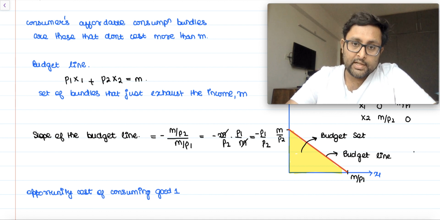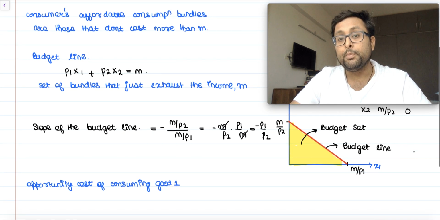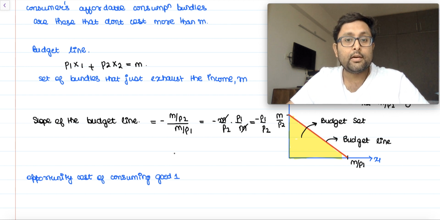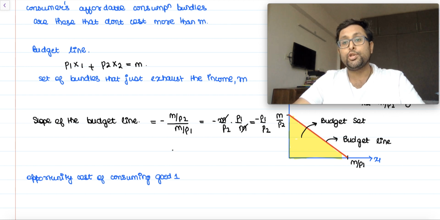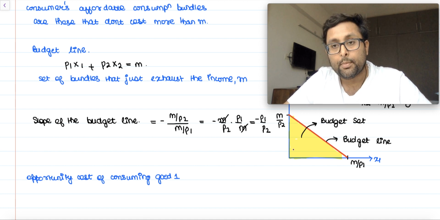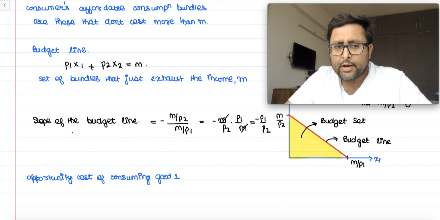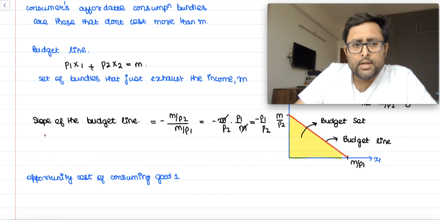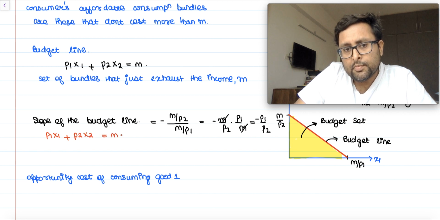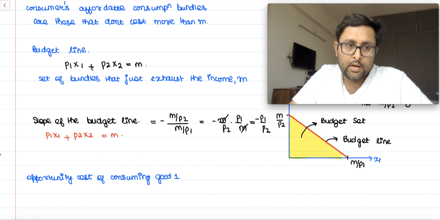Well, as far as the slope is concerned, this slope has several meanings also, right? One of the meanings of the slope is that it is also telling you the opportunity cost. So if you're consuming, let's say, more of good 1, then you have to give up some units of good 2 also. And you can also get the slope in some other way. For example, you have P1x1 plus P2x2 equals M, right? So what you can do is totally differentiate this.